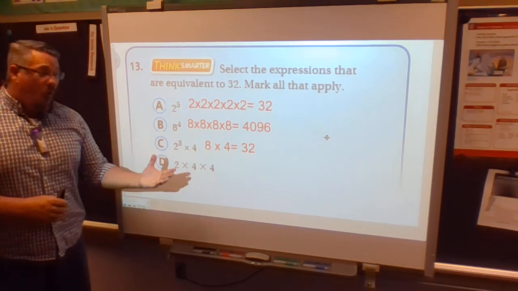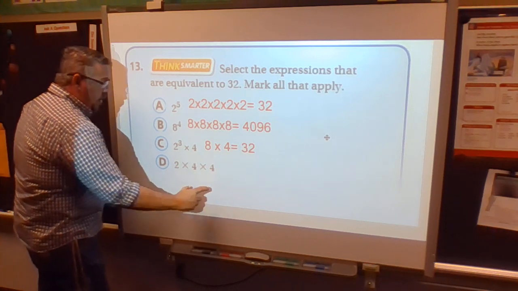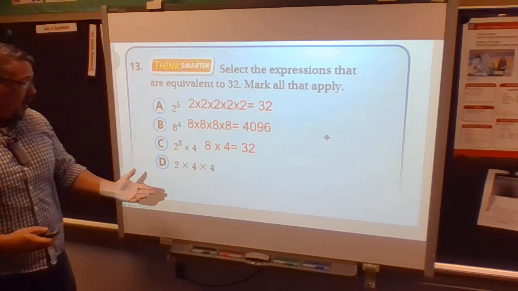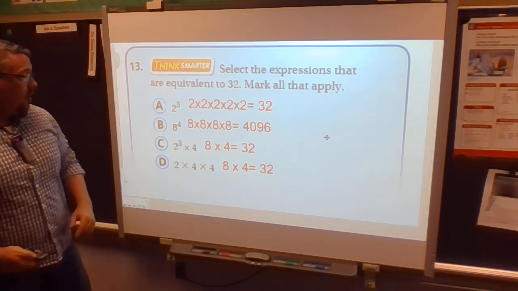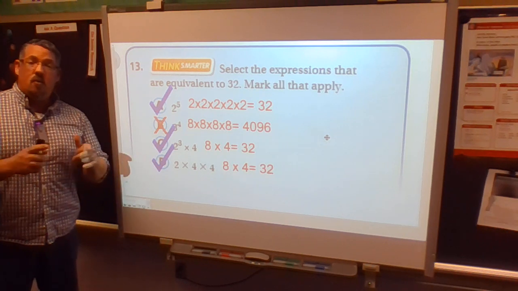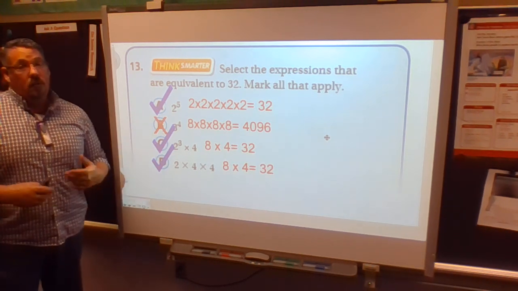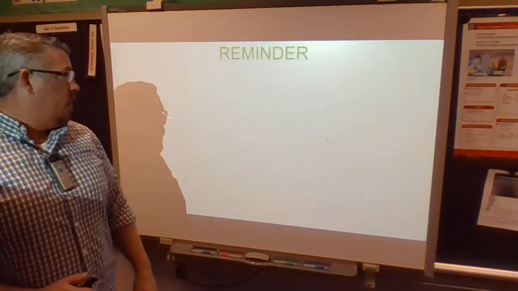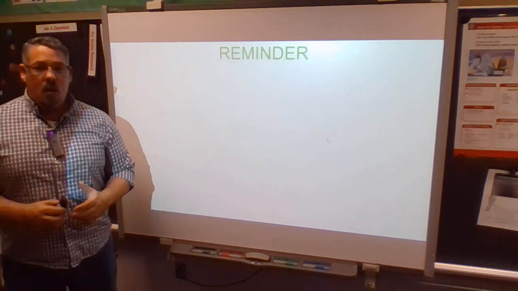And then on D, order of operations tells me I have to go from left to right. And 2 times 4 is 8, and 8 times 4 gives me 32. So you should have A, C, and D checked off as being, yes, those are equivalent to the 32, and B does not work.